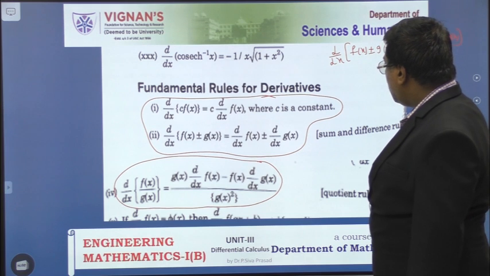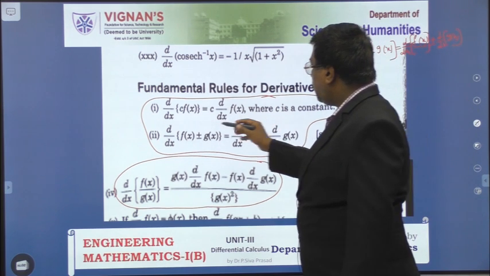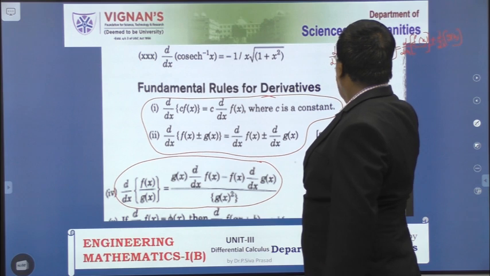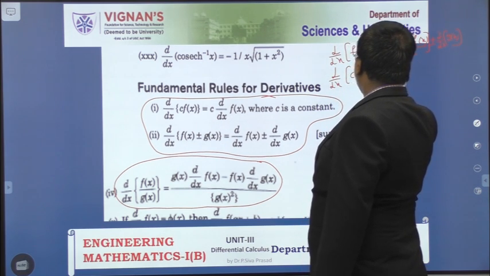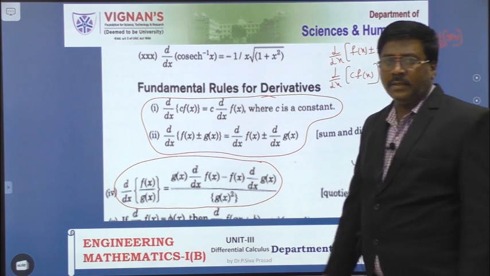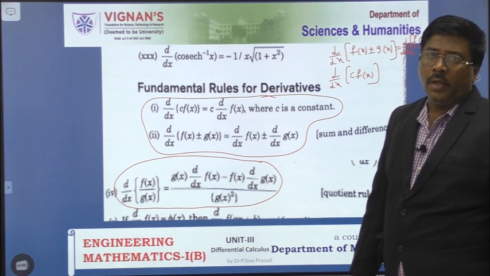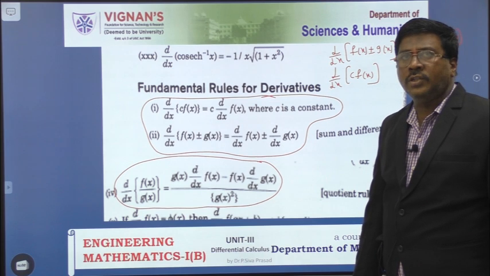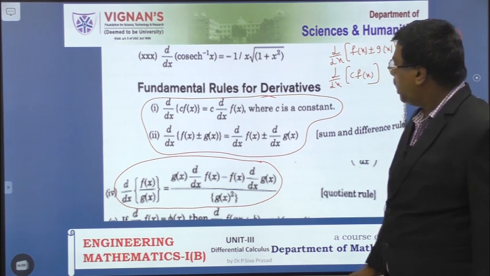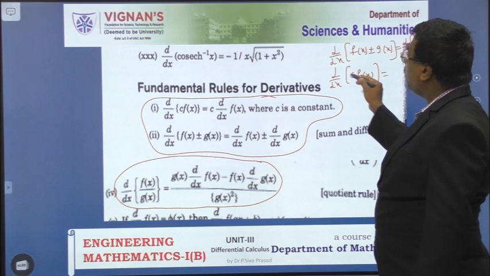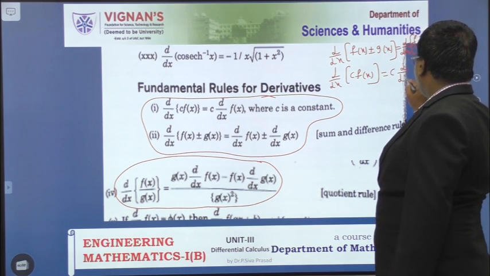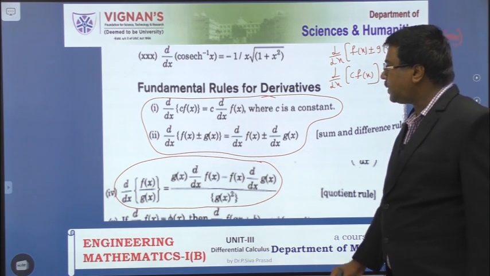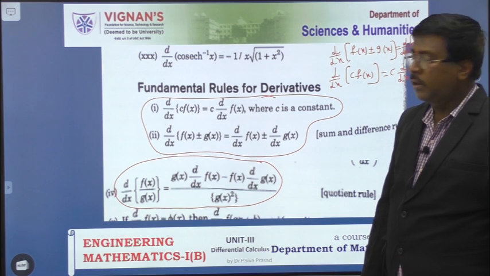Okay. Now the next one is d by dx of c into f of x. This is called the linearity property. When a function has a constant multiplied in it, we bring that constant in front of the derivative. So it is c into d by dx of f of x. All of you catch your point?